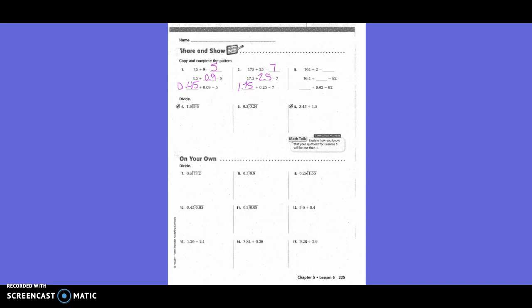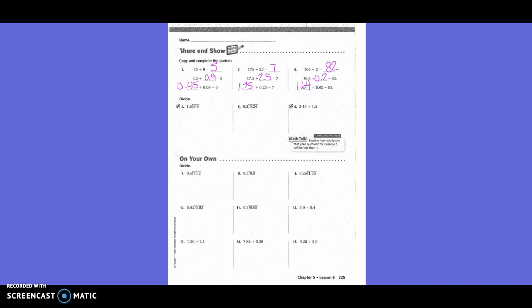164 divided by 2 is 82. And then 16 and 4 tenths divided by what? 2 tenths, because we need another decimal place, just 1, equals 82. So then we have 2 hundredths. So how many decimal places do we need in 164? 2. So it would be 1 and 64 hundredths.